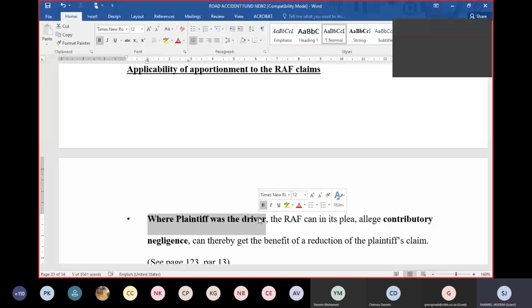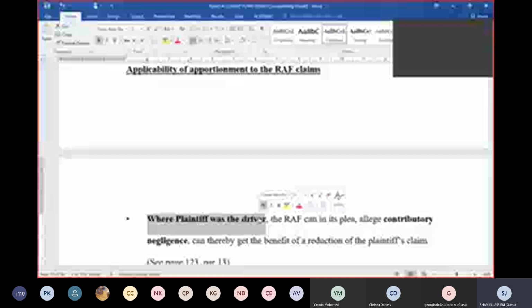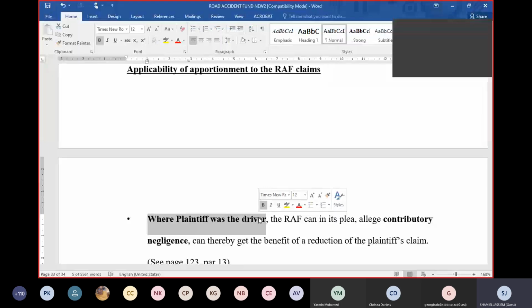Let's look at another scenario. Welcome. Let's take another scenario. The scenario we now use is where I was a driver and I claim from the RAF. Now, I had a passenger in my motor vehicle. Same scenario, I failed to stop as driver A, so did the driver of motor vehicle B. We both failed to stop at the four-way intersection.